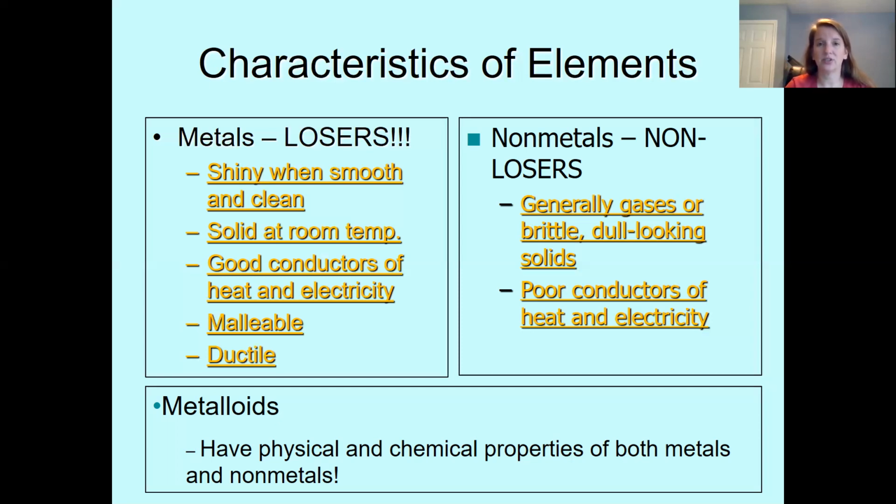Nonmetals are called nonmetals because they're non-losers. They don't lose their electrons, they're going to gain electrons. And we're going to talk more about that as we go through these different groups. But all these other characteristics are things that you've probably heard before. Just remember, malleable means that it's able to be bent or shaped, and ductile means that it can form a wire. Metalloids, then obviously down here, have physical and chemical properties of both metals and nonmetals.